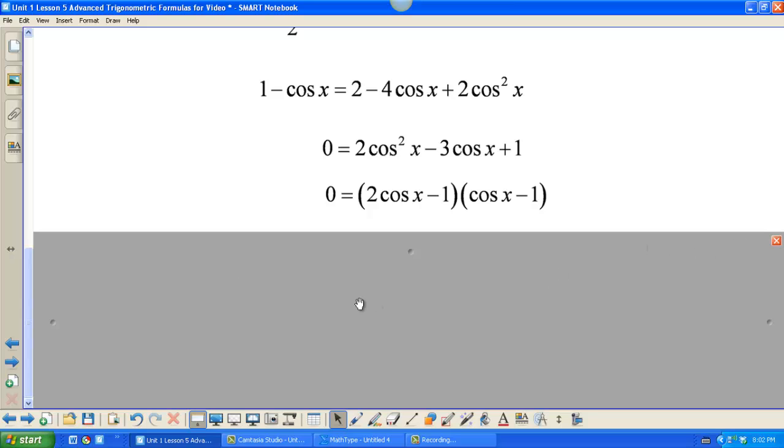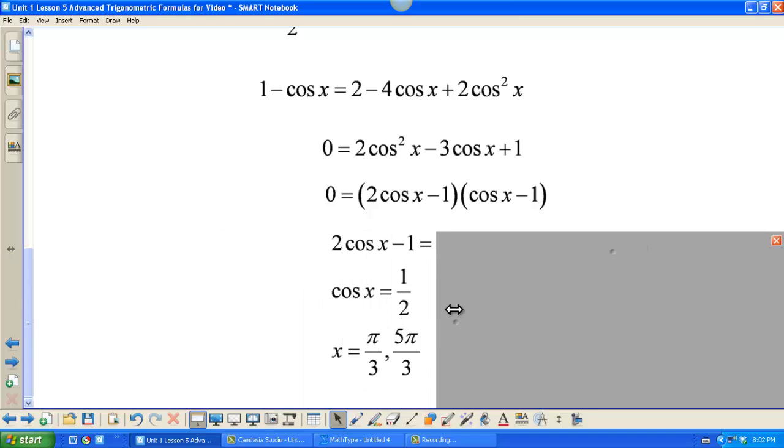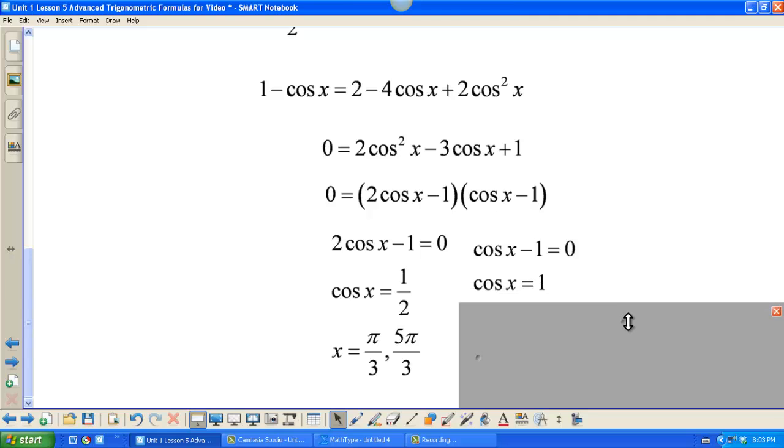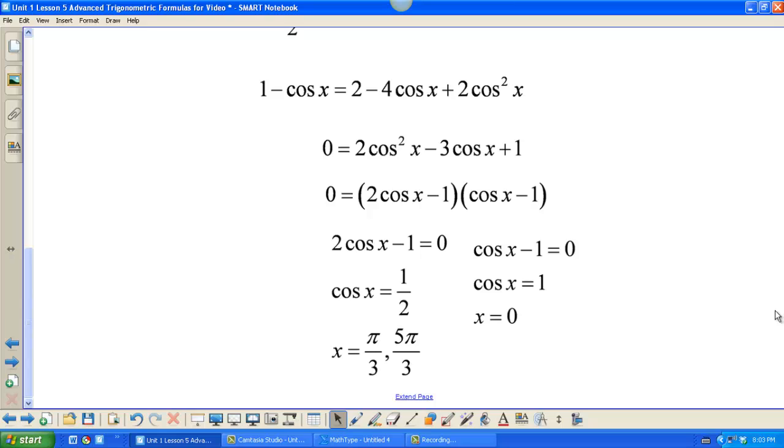And lastly, I use my zero product property. 2 cosine x minus 1 equals 0. Add 1 to both sides, divide by 2, yielding the cosine of x equals 1/2. And because they only wanted solutions between 0 and 2 pi, not all general solutions, I yield pi over 3 and 5 pi over 3 as places on the unit circle that have an x coordinate that's a half. My other factor, the cosine x minus 1, we set that equal to 0, add 1 to both sides, and the place on the unit circle where the x coordinate is 1 is at 0 degrees or 0 radians.